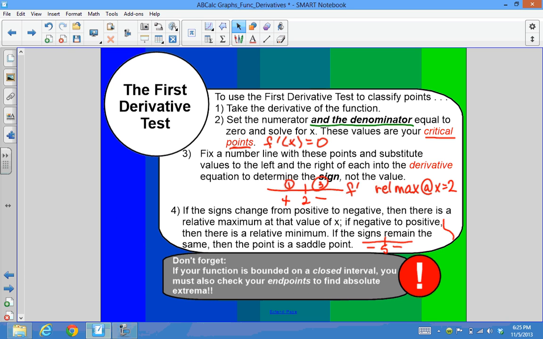Okay, don't forget, if your function is bounded, it has a left and a right closed endpoint, then you need to also check your endpoints in order to find absolute extrema. The very highest point is your absolute max, the very lowest point is your absolute min, and it is possible to have more than one absolute max if you have two x values that give you the same y values. Same thing with your absolute min.